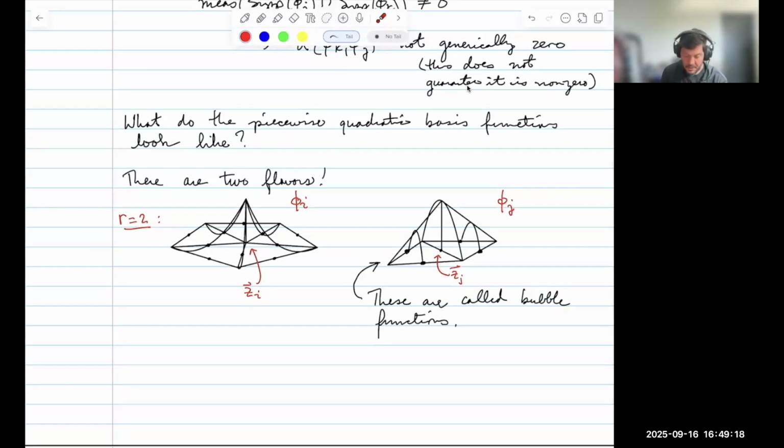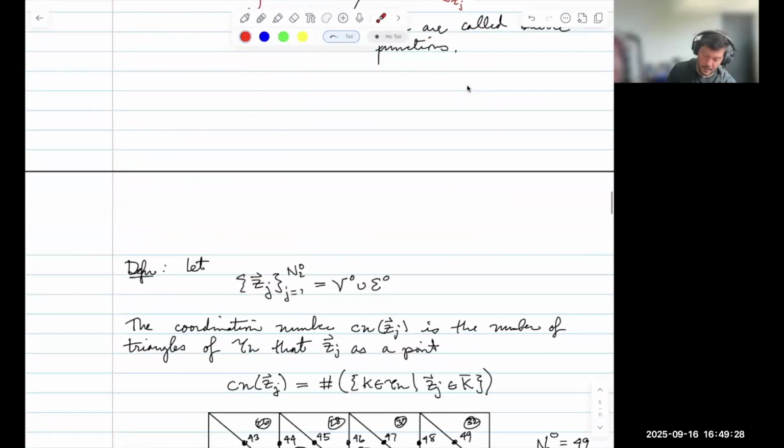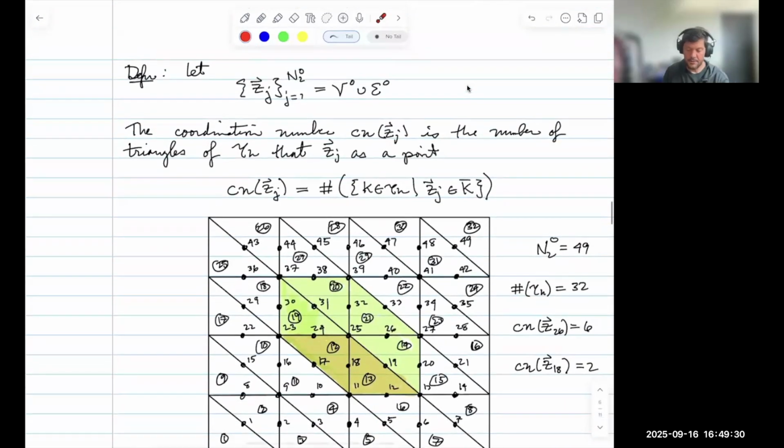Okay, so these are what these basis functions look like. These kind of draped tent basis functions and these bubble functions. All right, so 2D is a lot more complicated and kind of interesting, and so we'll get into that a little bit.